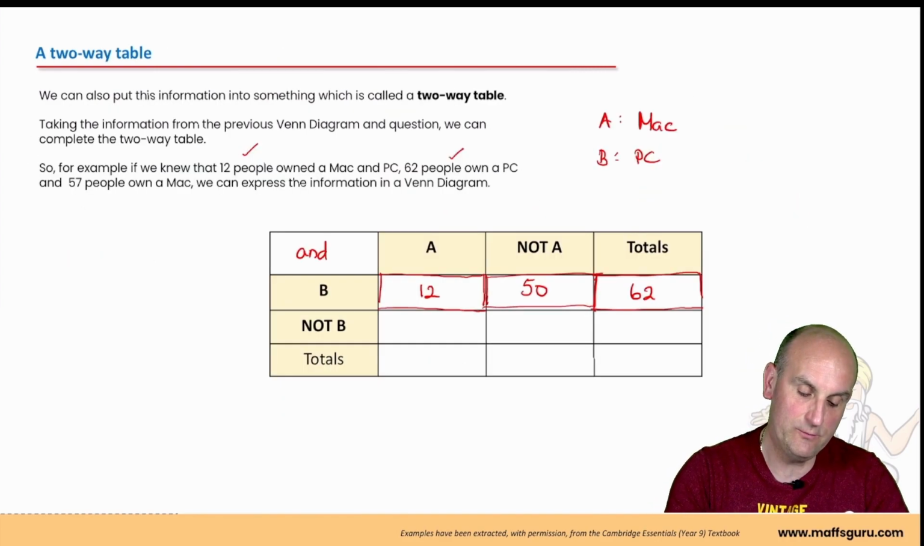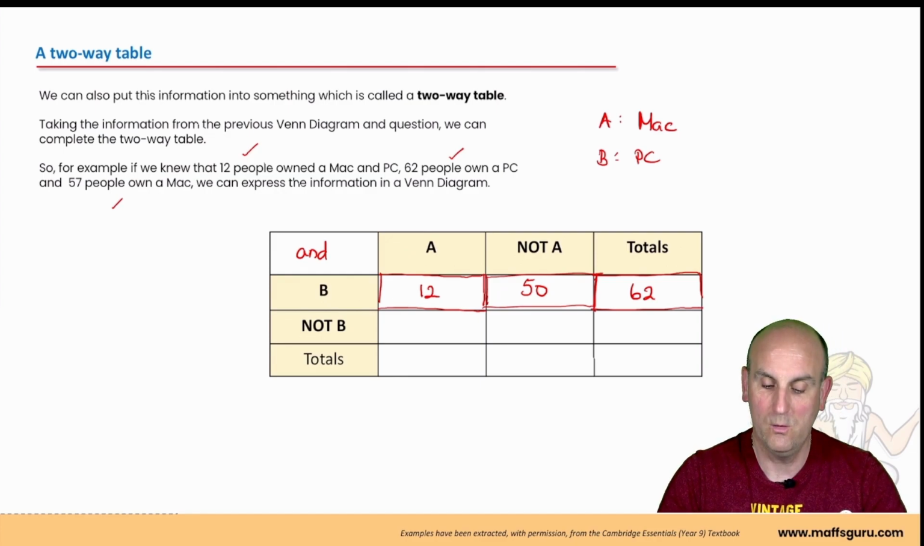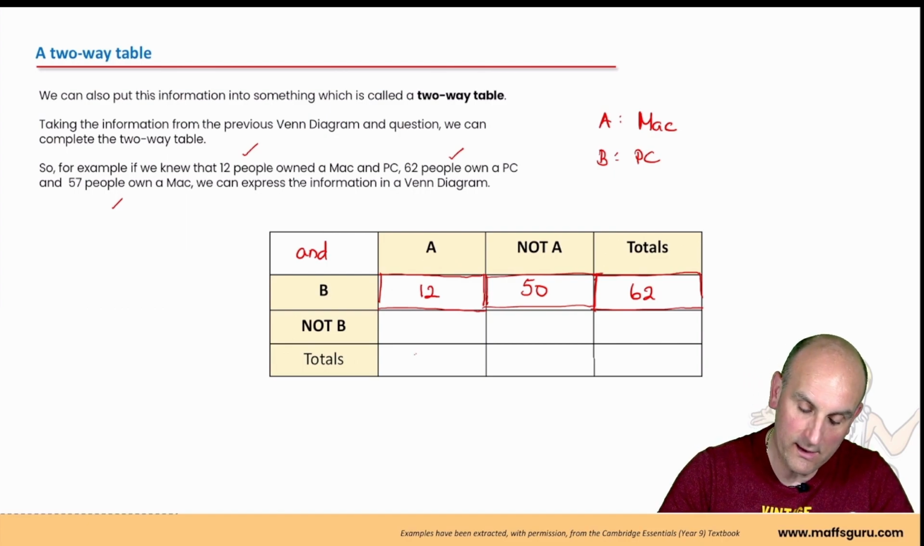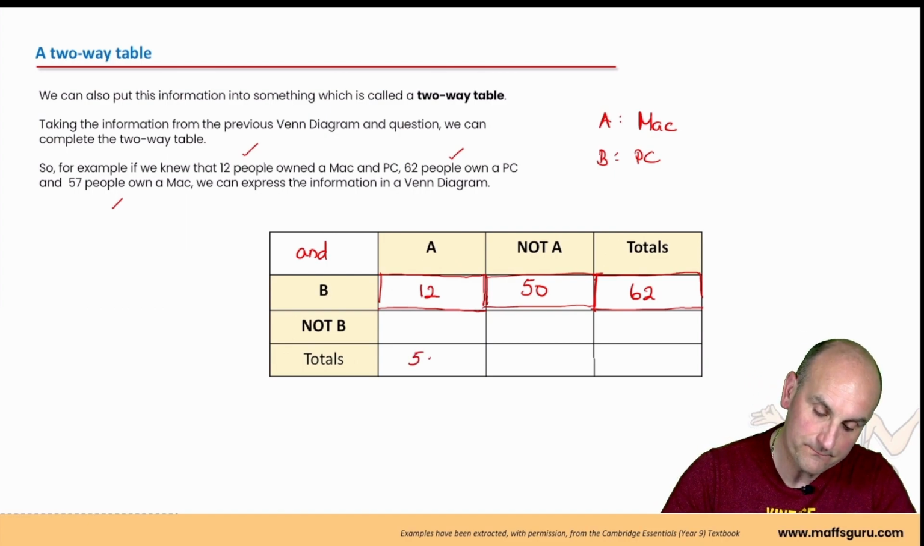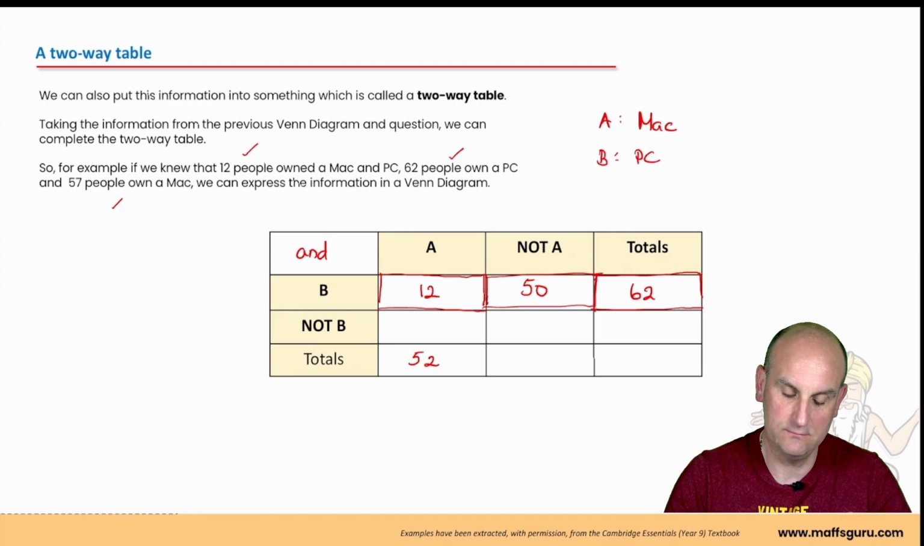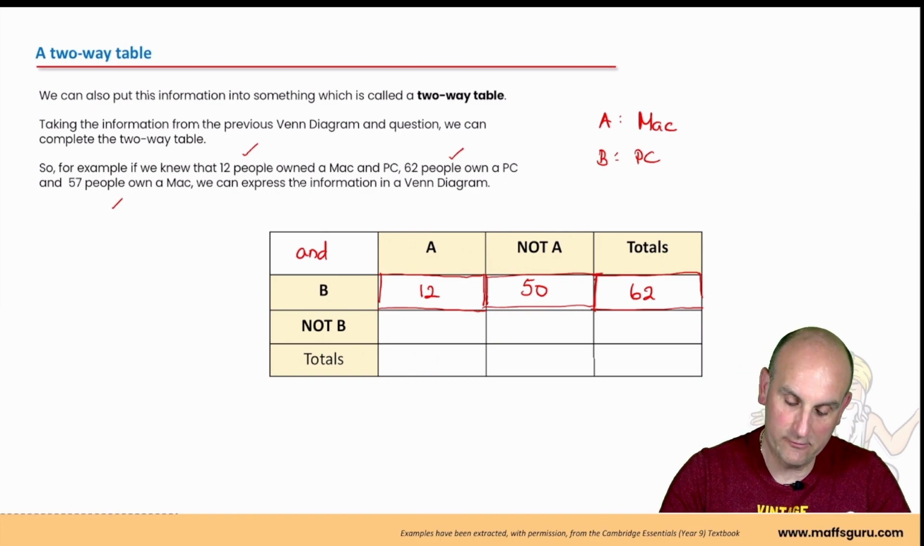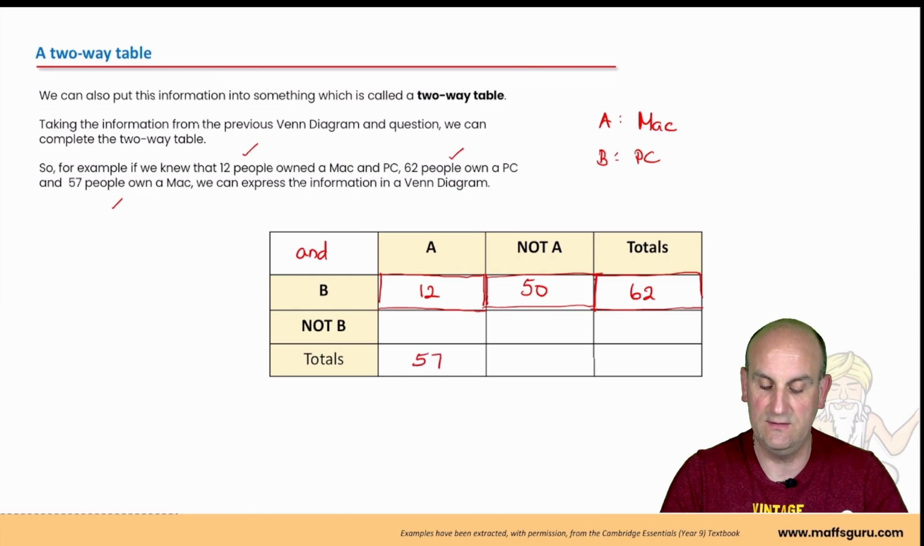It says 52 people own a Mac. Well, A is a Mac, we want totals. So now I know 52 people goes in there. Sorry, I misread that. Try that one again. It said 57 people own a Mac. Read that properly. So 57 own a Mac. So I'm going to put 57 in there.